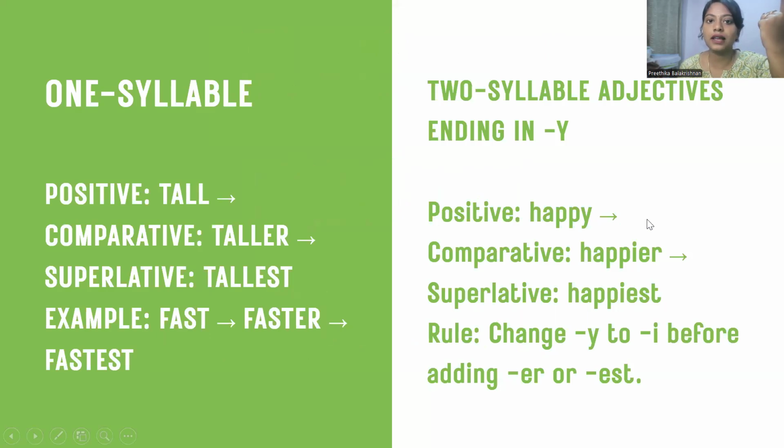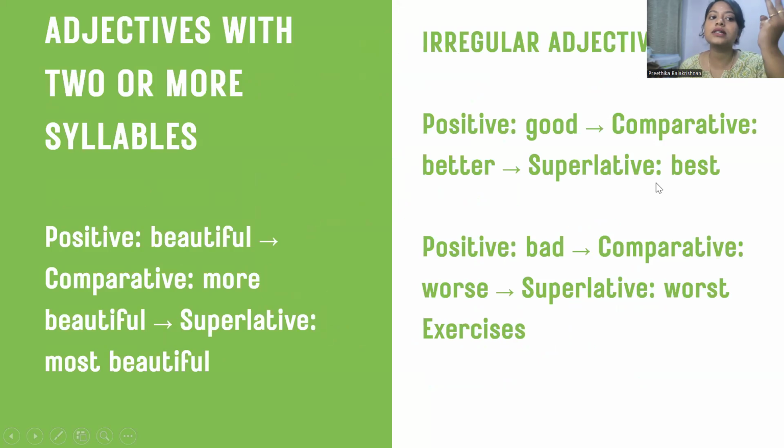The first one is, basically there are four things. The first one is one syllable. The next one is two syllables. The third one is adjectives with two or more syllables. And the fourth one is irregular adjectives.